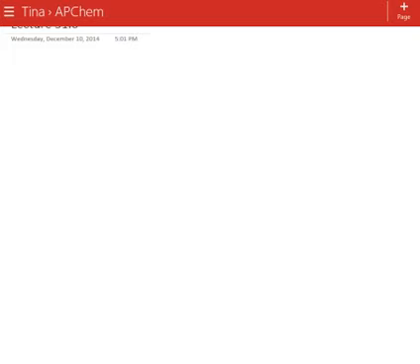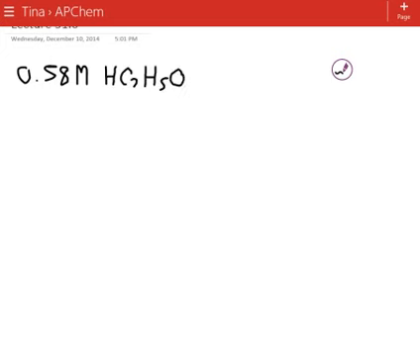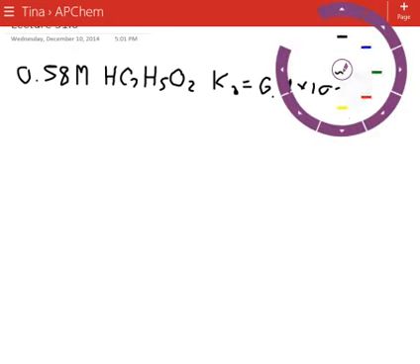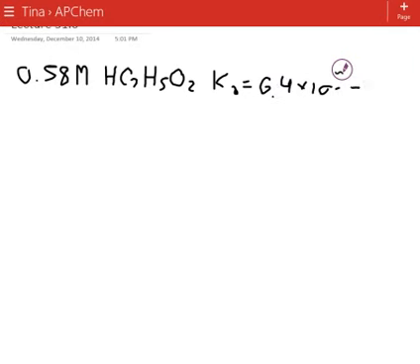So this is lecture 31, question 6, and it reads: the following questions pertain to a 0.58 molar solution of benzoic acid, HC7H5O2, at 25 degrees Celsius, and the Ka is equal to 6.4 times 10 to the negative 5.